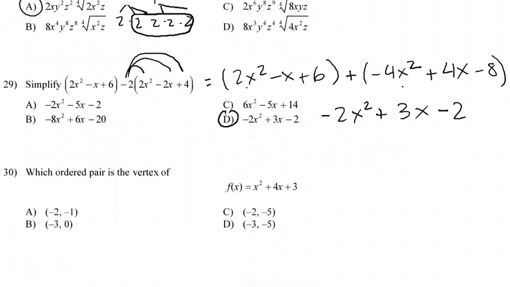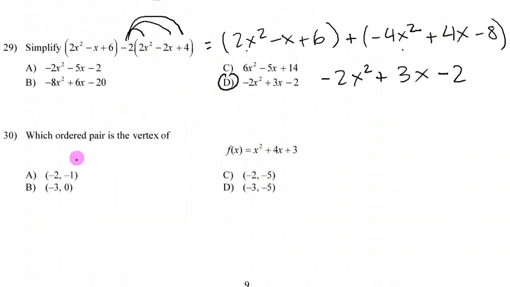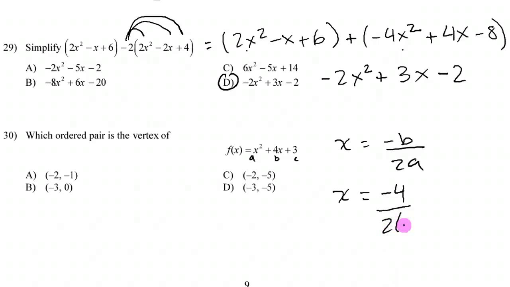And the last problem here is to find the ordered pair for the vertex. And if you recall, the vertex formula is going to be opposite b over 2a, that first part of the quadratic formula. So again, our a is 1, our b is 4, and our c is 3. So let's go ahead and find the x value of our vertex, which is opposite of b, negative 4, over 2 times a. And here I get negative 4 divided by 2 is negative 2.